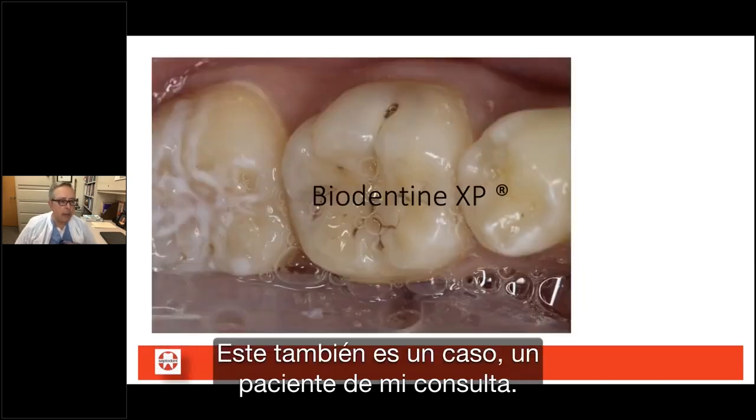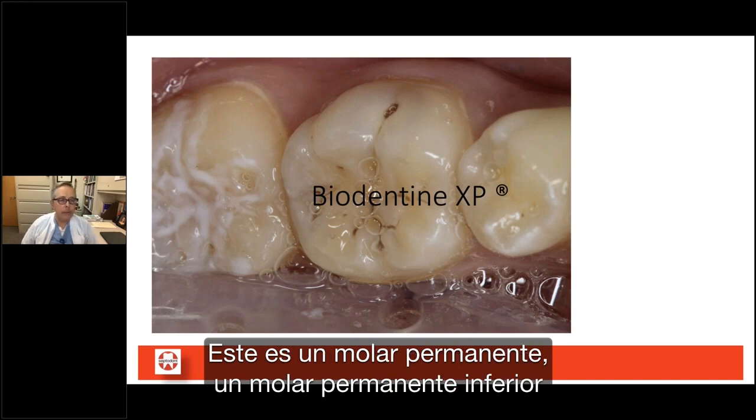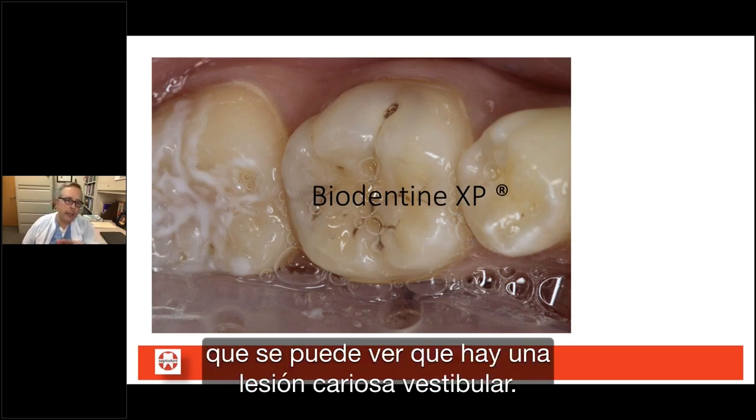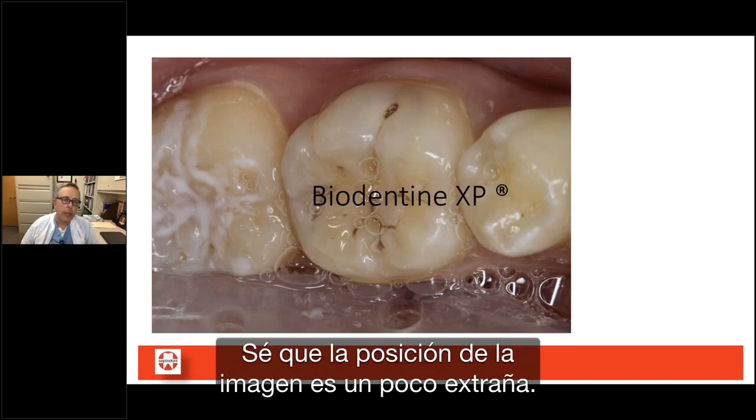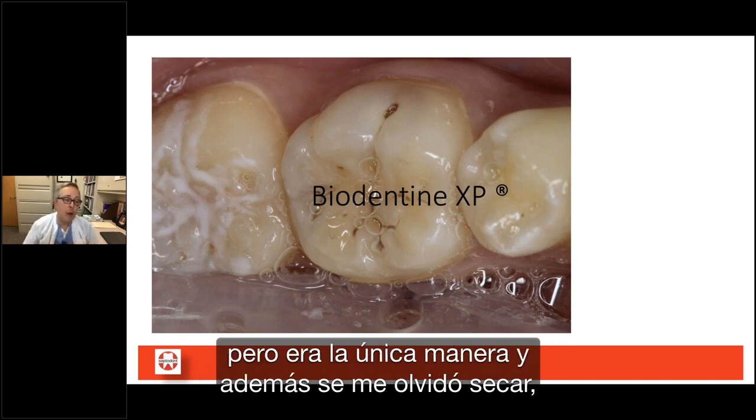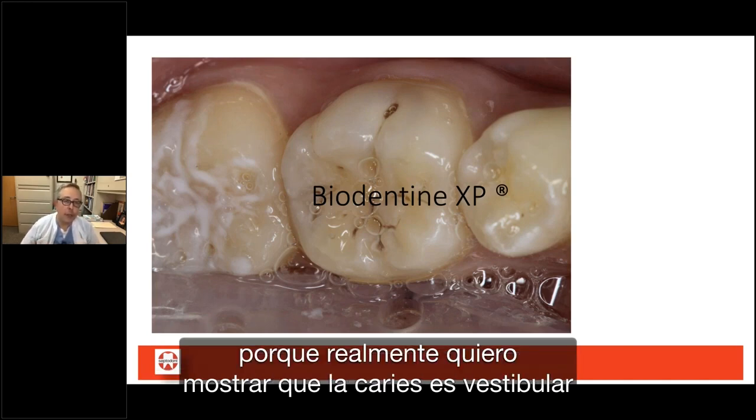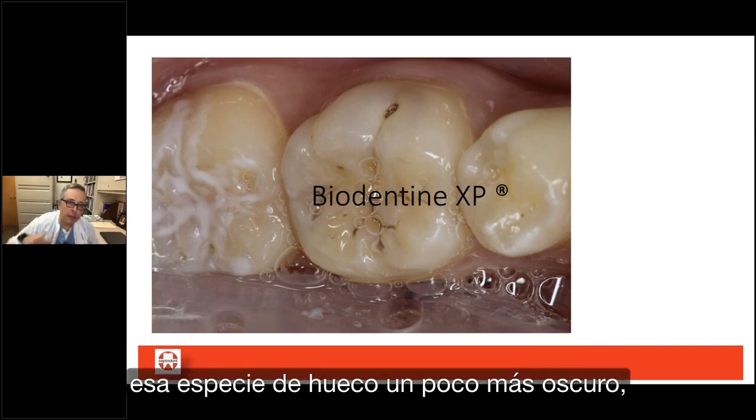This is also a case, a patient from my practice. This is a permanent molar, a lower permanent molar, that you can see has a caries lesion in buccal. I know the position of the picture is kind of weird, but it was the only way, and I also forgot to dry. I really want to show that the decay is buccal, and you can see around it a kind of halo that is a little bit more dark.